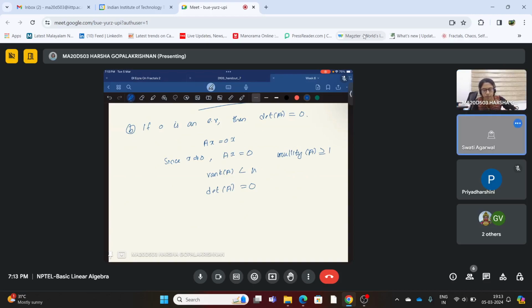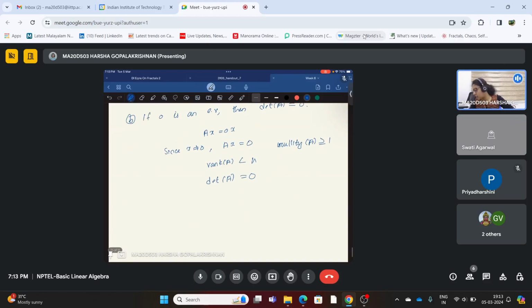So both directions hold, it is an if and only if condition. Now the next question is: every diagonal matrix is diagonalizable. Is this true?